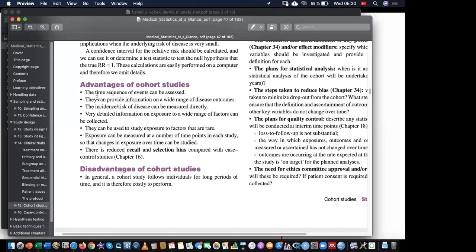The main advantage is you can calculate the incidence of the disease, because you are following up the people over time. You know exactly how many people have developed new disease. You can calculate it, and you can calculate the relative risk using the cohort study. And you don't have the problem of recall bias, because you don't ask the person to memorize how many cigarettes he smoked. You just measure it day by day or year by year by yourself. You observe and you measure it.